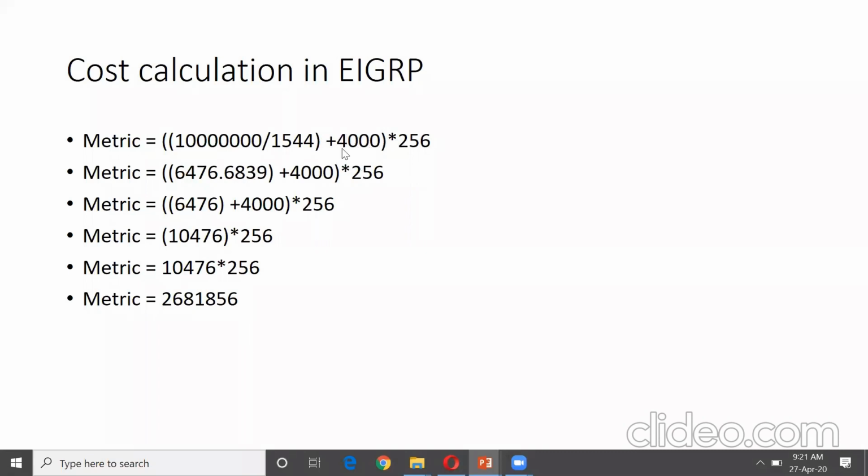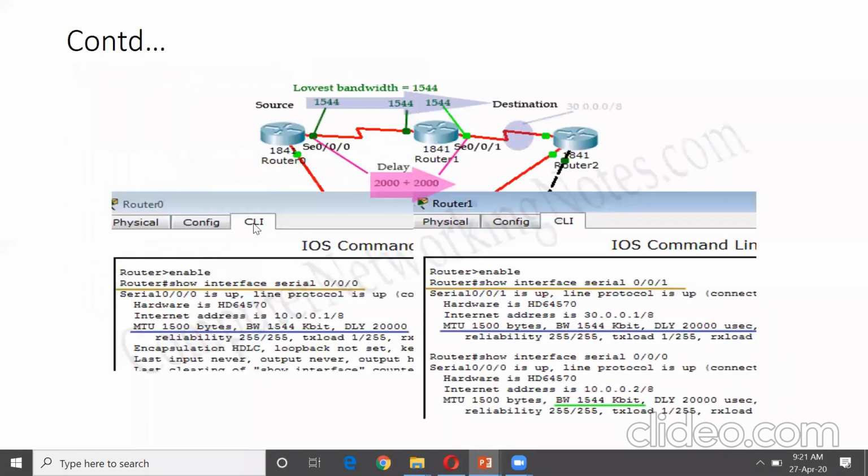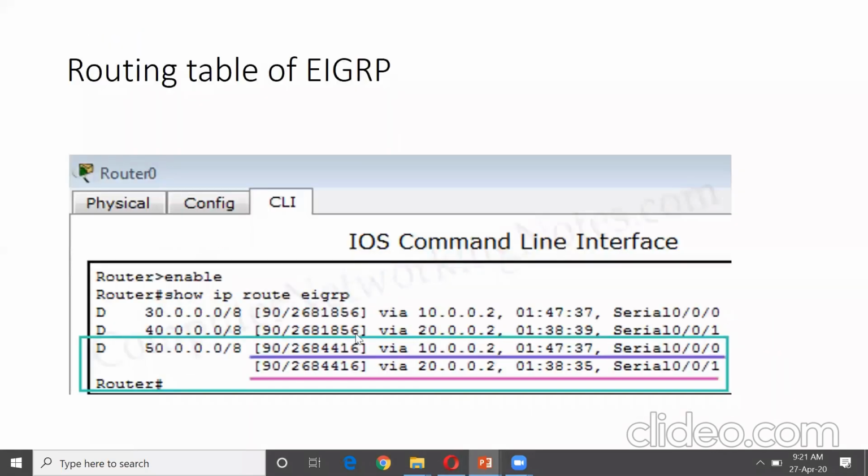We need to add that outgoing interfaces delay. So this is cumulative delay. So 6476 plus 4000, that is 10,476 into 256. So we'll get this cost, that is 268,1856. So you can observe here 268,1856. So we have got the cost. So likewise, you can calculate EIGRP cost.